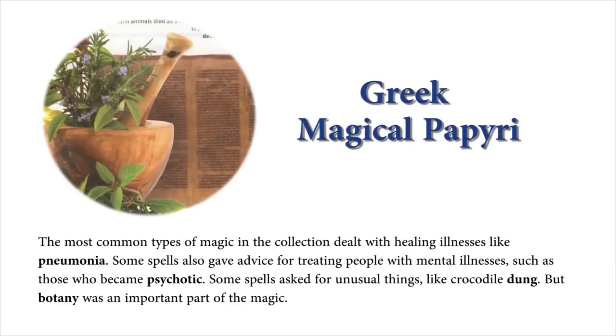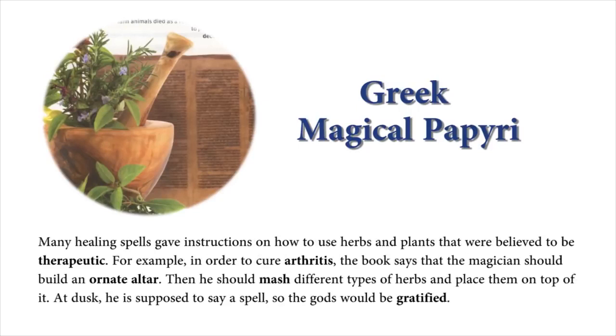Some spells also gave advice for treating people with mental illnesses, such as those who became psychotic. Some spells asked for unusual things, like crocodile dung. But botany was an important part of the magic. Many healing spells gave instructions on how to use herbs and plants that were believed to be therapeutic.